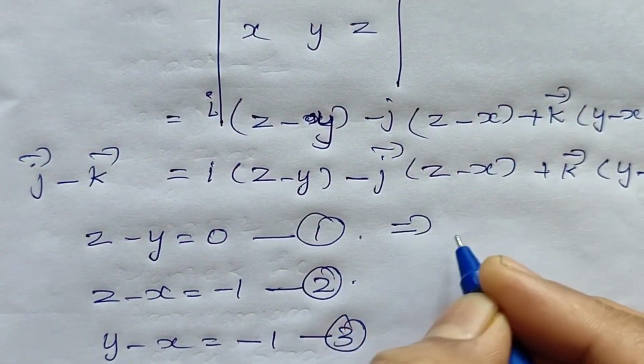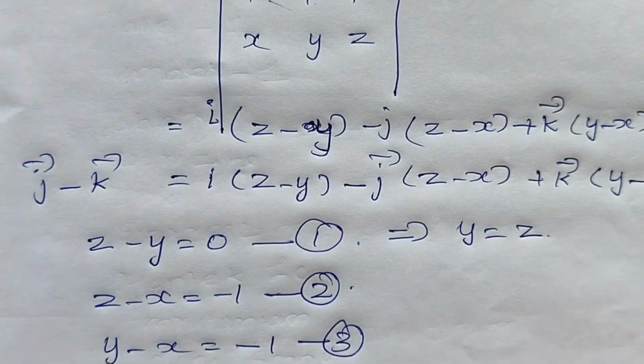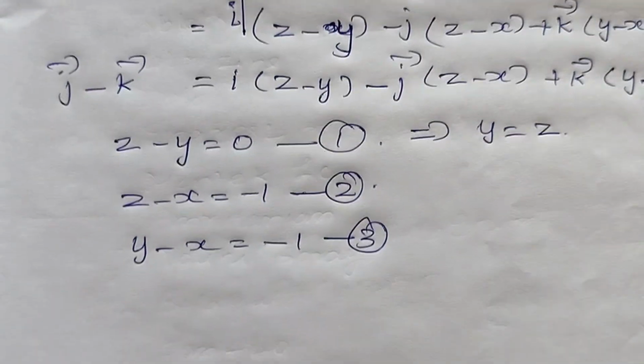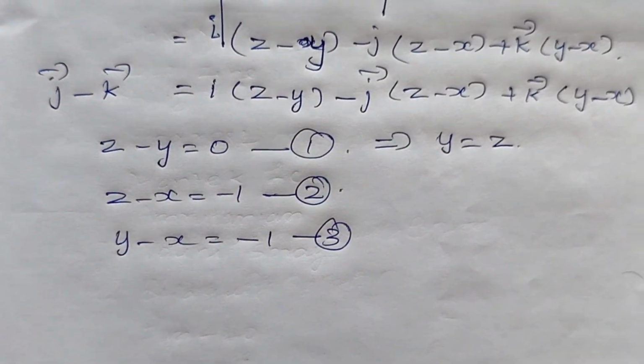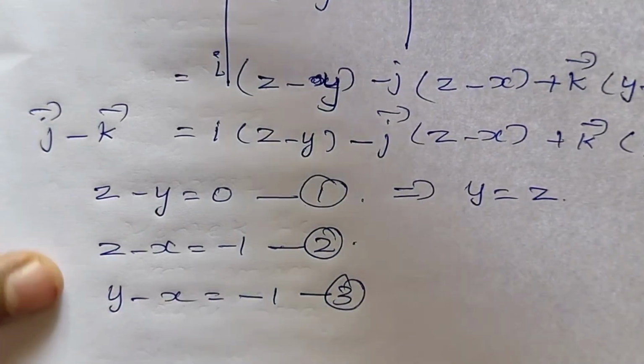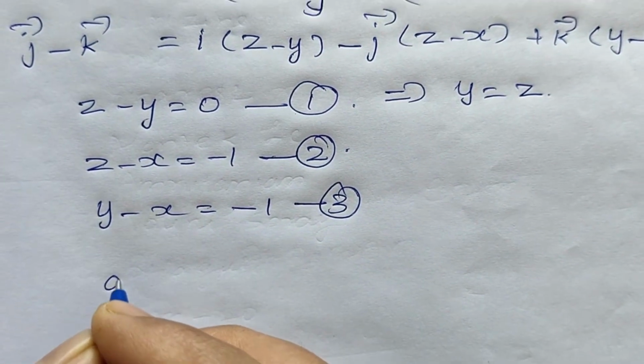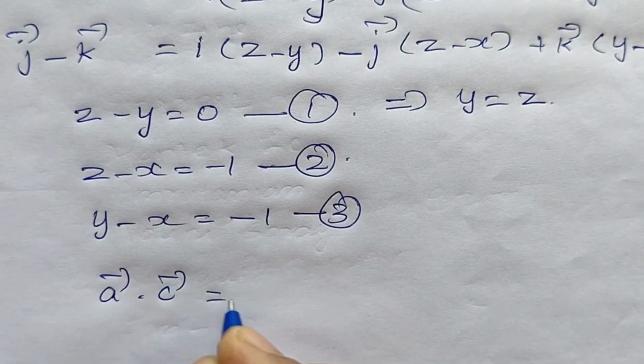Here from the first equation, what you get? y equals z. Next, one more condition. This one condition is not sufficient. So next, what is given is A vector dot C vector equals 3.